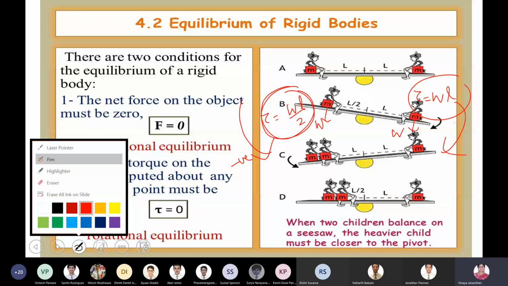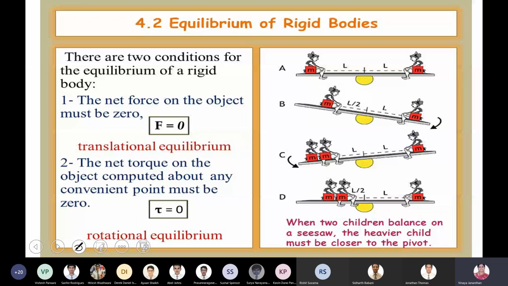Same thing here. Here the torque will be more because the force gets added up. Here the torque will be less. So whenever the torques are not balancing, the body will not be in rotational equilibrium. Rotational equilibrium means neither the seesaw moves up nor down. There is no rotational motion. The reason is that the anti-clockwise torque is balanced by the clockwise torque.